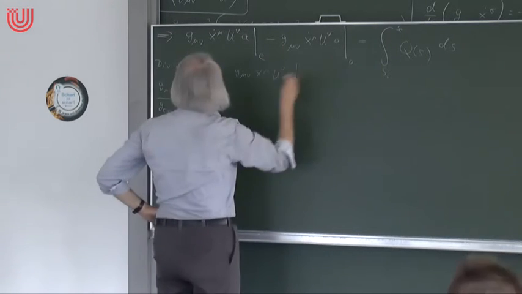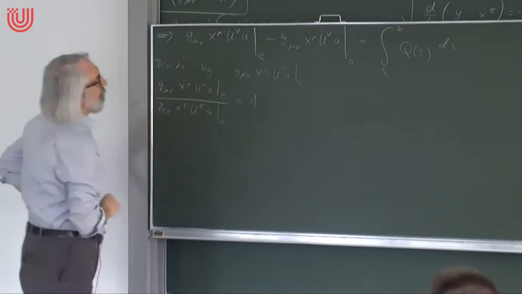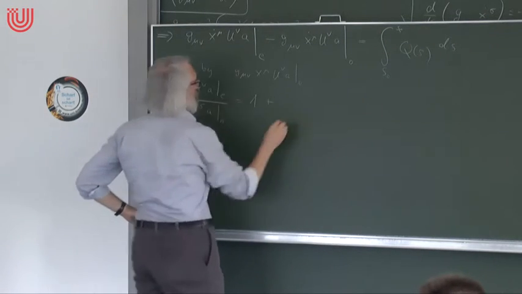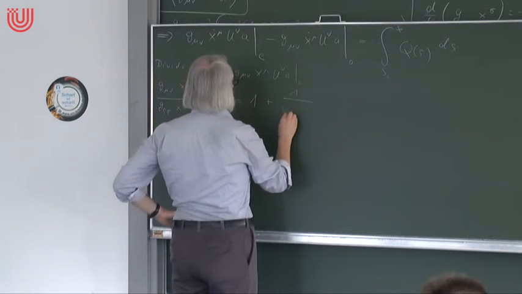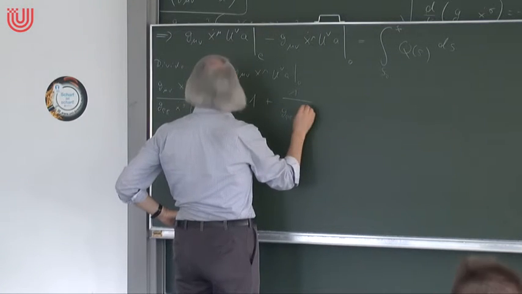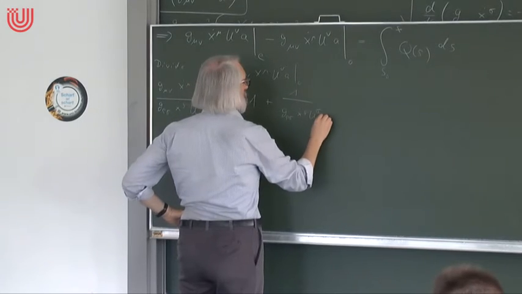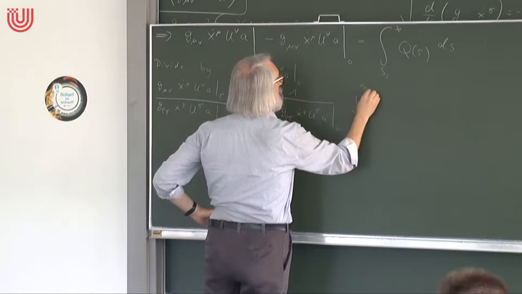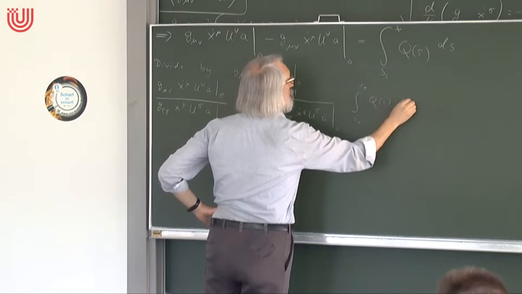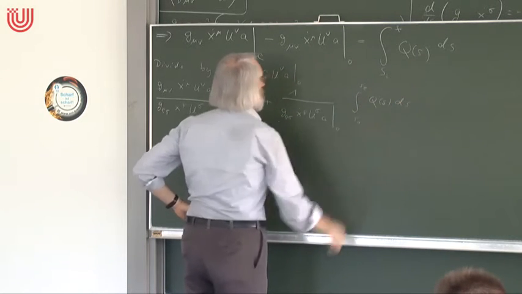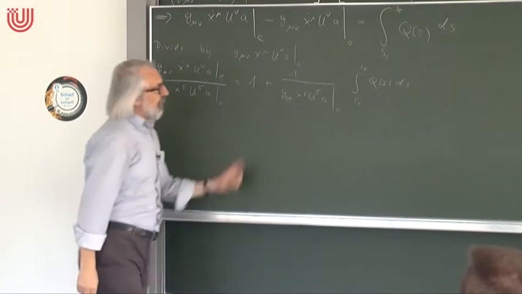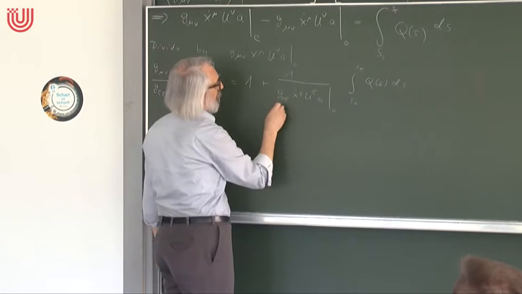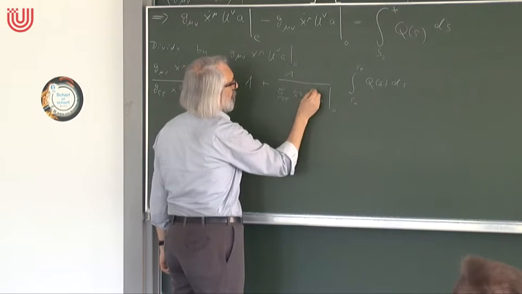Then if I take this to the other side, it gives me a 1 plus the integral divided by this expression: 1 over g_rho sigma x rho dot u sigma times a at the observer, times the integral. Okay, and I emphasize Q is first order, so it suffices to evaluate this to zeroth order.